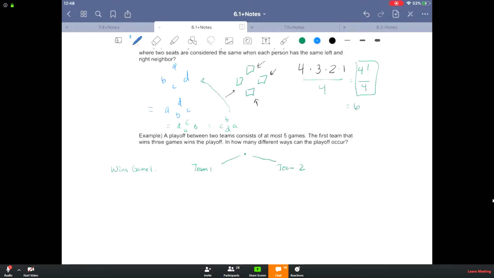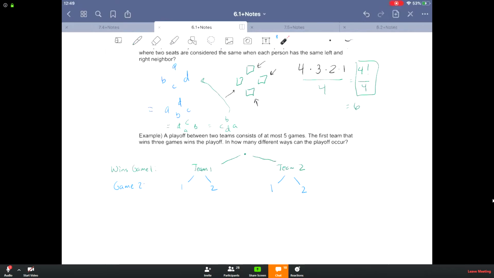Okay, so if we go to the second game, game two, this is going to start to branch off. Because if we start with the scenario where team one won the first game, then that can branch off into either team one wins. I'm just going to put ones and twos. So team one wins the second game, or team two wins the second game. And same thing with team two on the left: either team one is going to win the second game, or team two will win the second game.